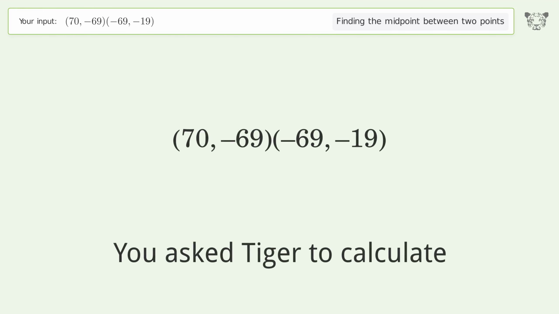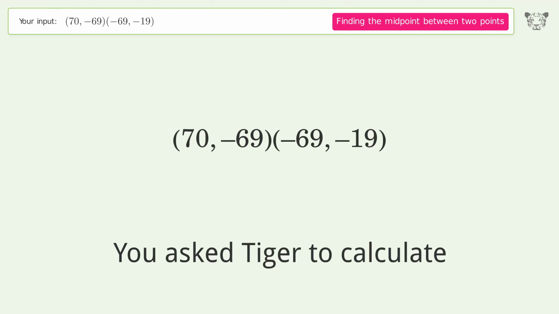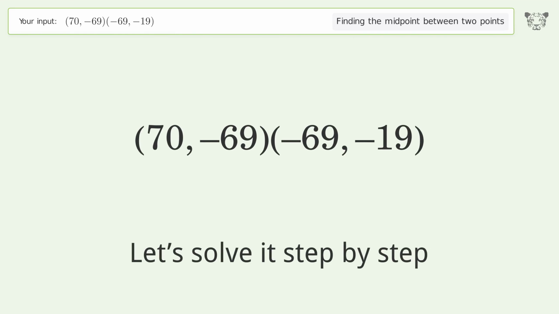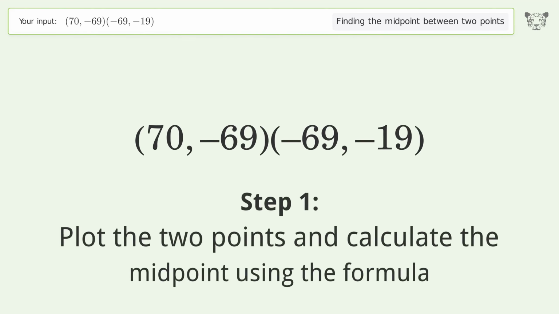You ask Tiger to calculate. This deals with finding the midpoint between 2 points. The midpoint between the 2 points is 0.5, -44. Let's solve it step by step. Plot the 2 points and calculate the midpoint using the formula.